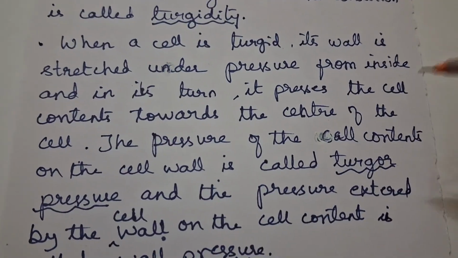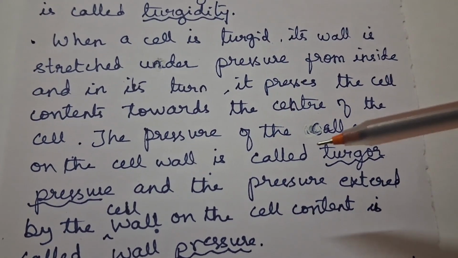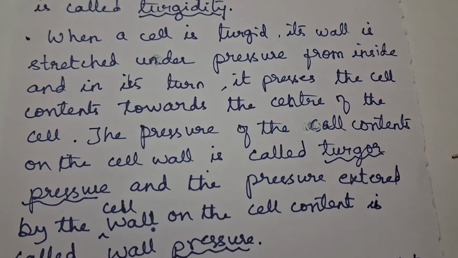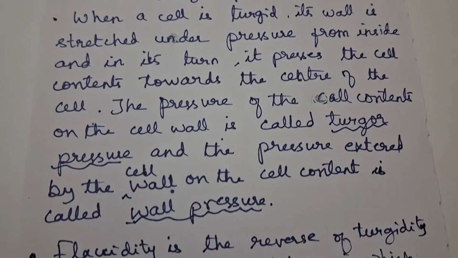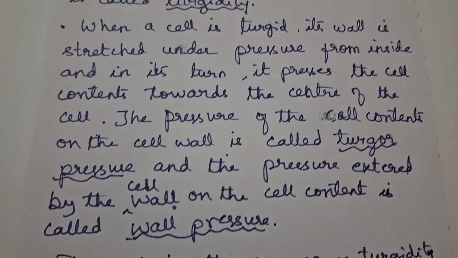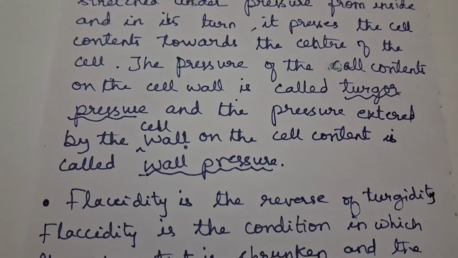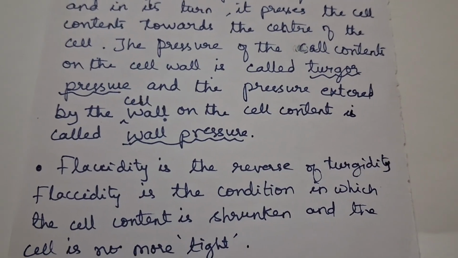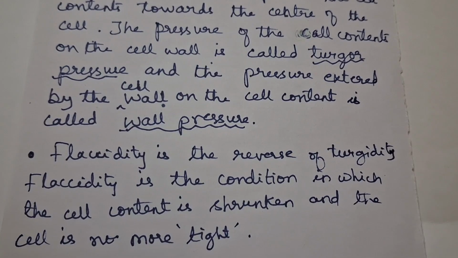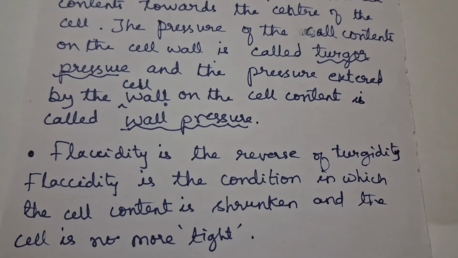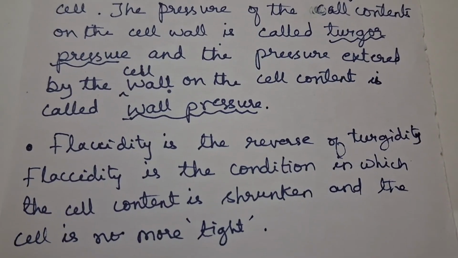So two types of pressure are there. The cell content inside applies pressure on the cell wall, and the cell wall in turn applies pressure on the content. That is the wall pressure and the turgor pressure. Next one is flaccidity. It is the reverse of turgidity. Flaccidity is a condition in which the cell content is shrunken and the cell is no more tight. That is, you don't find the rigid condition there.